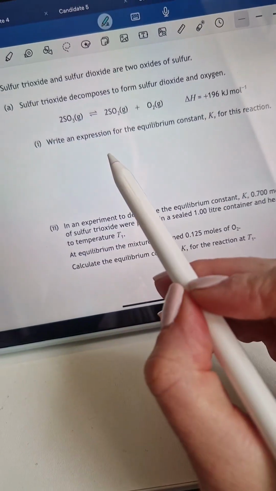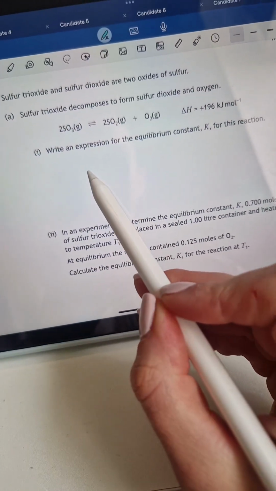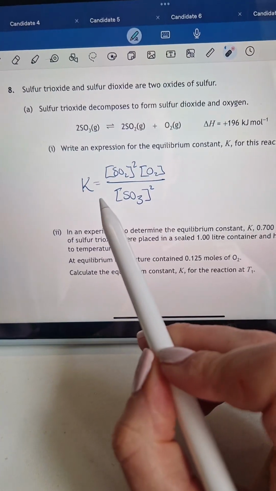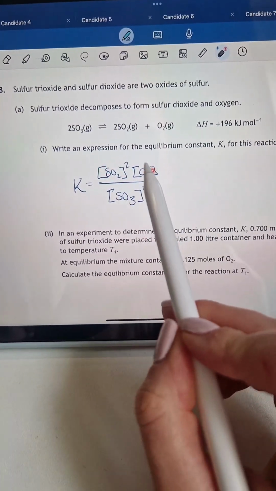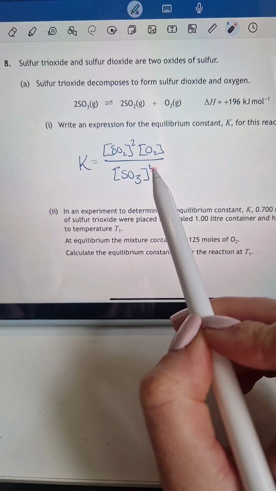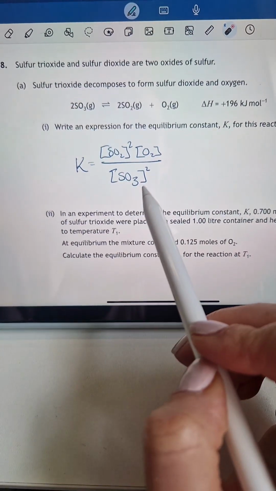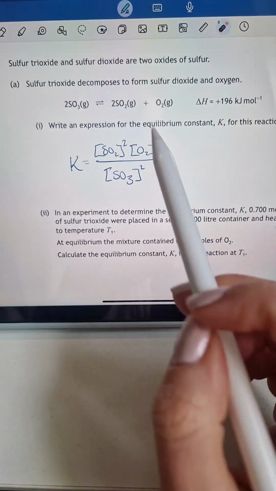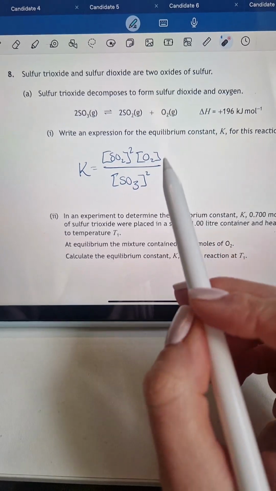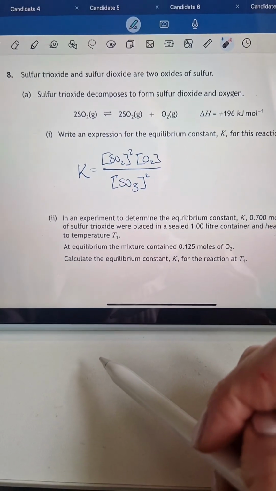To start off, you need to have answered part A 1 and have the expression for the equilibrium constant K. For the equilibrium expression, just remember it's always the concentration of the products over the concentration of the reactants, and it has to be raised to the power of the number of moles of that substance in the balanced equation. Also, don't forget to ignore anything that has an L or an S state symbol. They don't get included in the equilibrium expression.